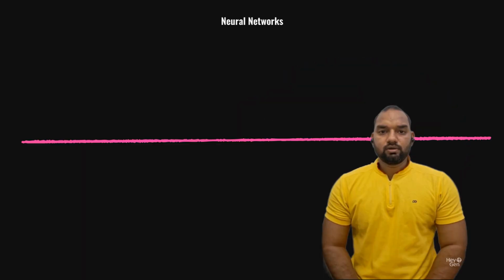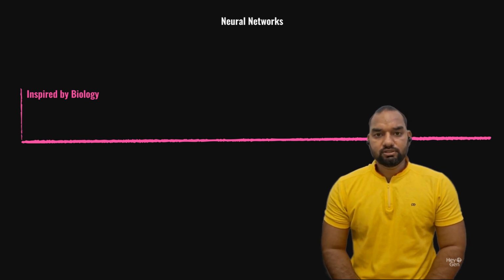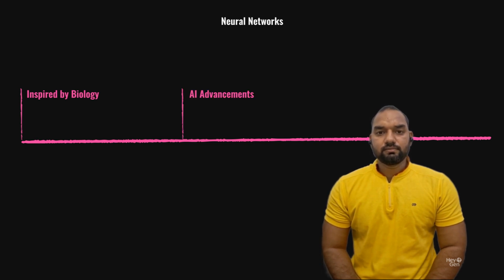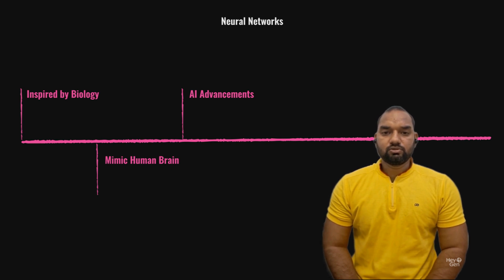Neural networks, inspired by biological systems, are pivotal in artificial intelligence. They learn complex patterns and relationships, driving advancements in artificial intelligence. These networks mimic the human brain, enabling machines to process data in innovative ways, crucial for artificial intelligence's evolution.